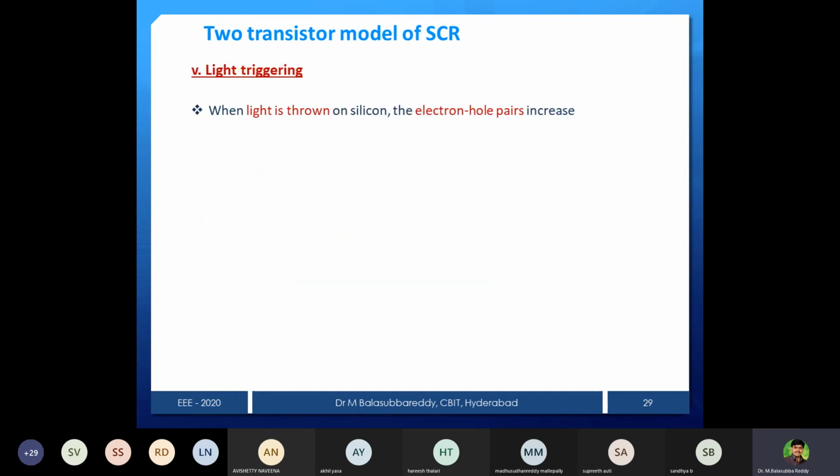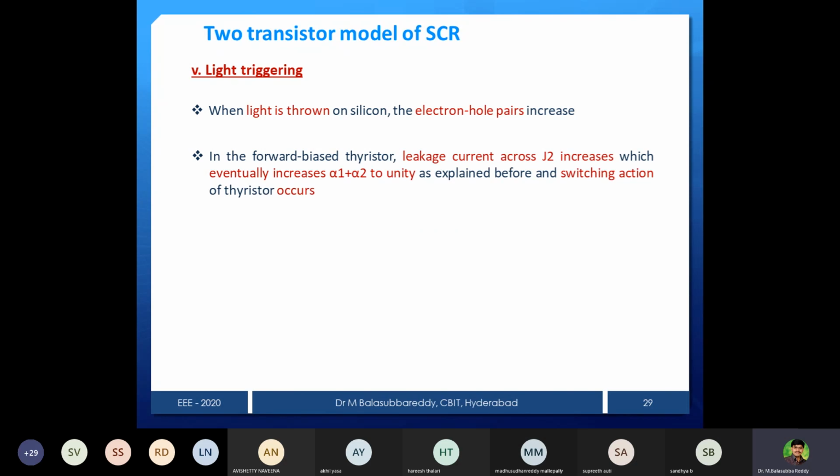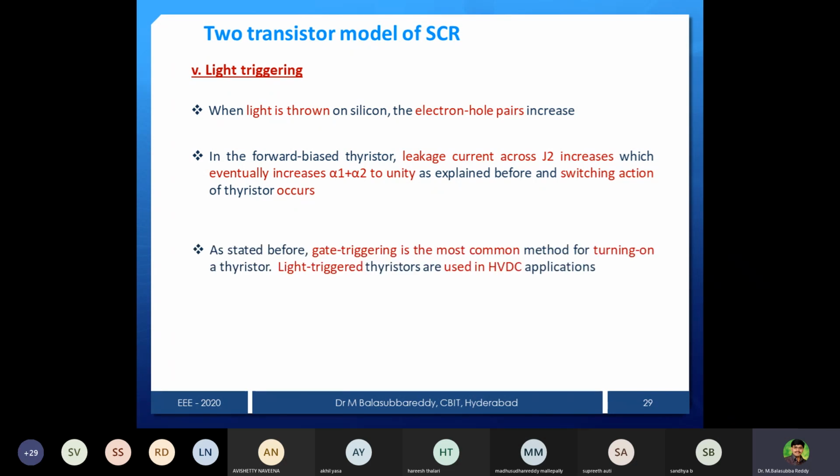Then light triggering. When light is thrown onto the silicon, that is junction J2, electron hole pairs will increase. In the forward biased thyristor, leakage current across junction J2 increases, which eventually increases alpha 1 plus alpha 2, same as in the previous temperature triggering concept. And then gate triggering: whether you use the thyristor directly or the two transistor model, gate triggering is the most common method for turning on a thyristor. Light triggering thyristors are used in HVDC applications.